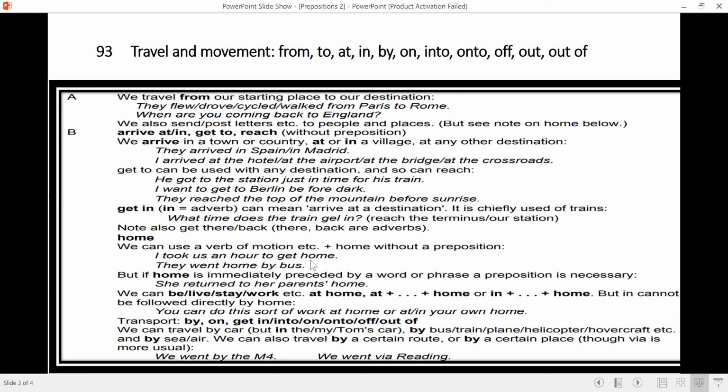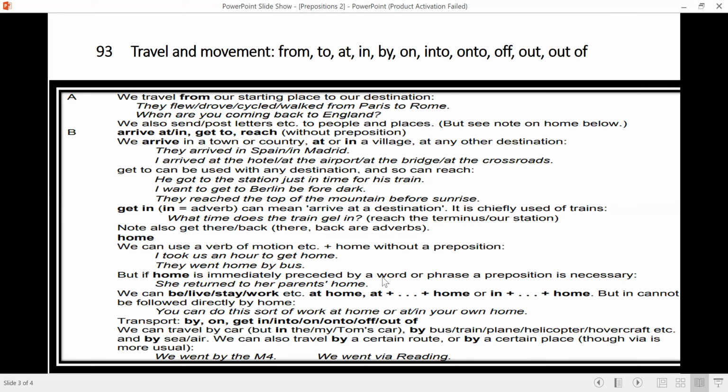So here we are not using any preposition before home because there is a verb of motion. We have already used get here. We are not using to before home, but we are using to before get. They went home by bus. Here we cannot say they went to home by bus. Why? Because there is a verb of motion. Went is a verb of motion. It shows some sort of motion.